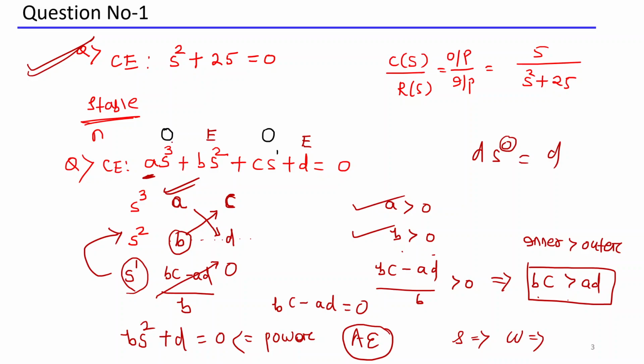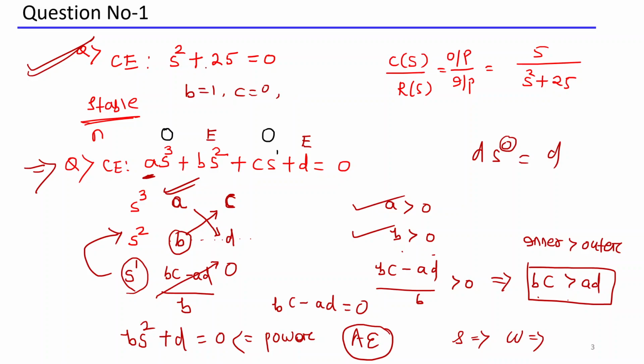What is the general equation? If you compare with this line, s cube plus b s square plus c s plus d, you can clearly see that the coefficient of s square is b, so b equal to 1, but the coefficient of s, c, equal to 0. One coefficient is 0, it means the system is marginally stable.